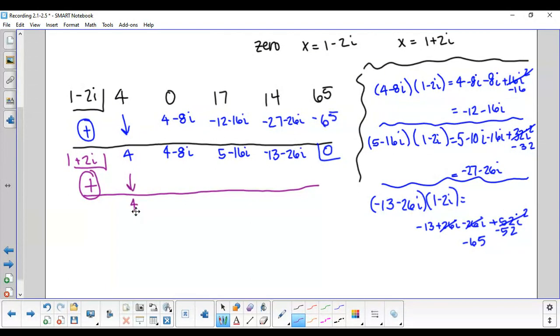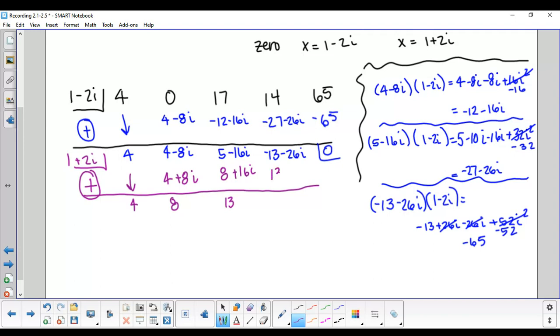So drop down the 4 and then multiply by it. 4 times 1 is 4. 4 times 2i is positive 8i. If we combine the real parts and the imaginary parts, we get 8. So pretty. All right, let's do the math again. 8 times 1 is 8, and 8 times 2i is positive 16i. Adding the real parts and the imaginary parts, we get 13. This is so great. Let's keep going.